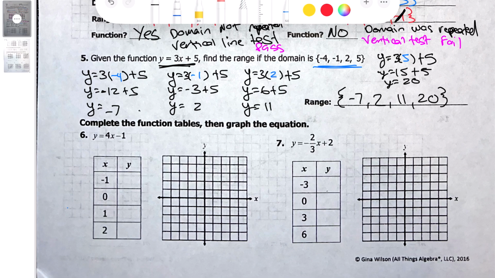All right, so number 6 here. So here's our function rule. So it says complete the function table, then graph the equation. So now we're given a rule, an XY table, and then after we fill that out, we're going to go through and graph it. So you need to show your work while you fill out the table. So this table needs to be filled out. I need to see work, which I'm going to put off to the side here. And then I also need to see 4 graphed lines.